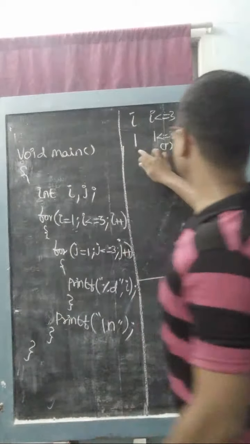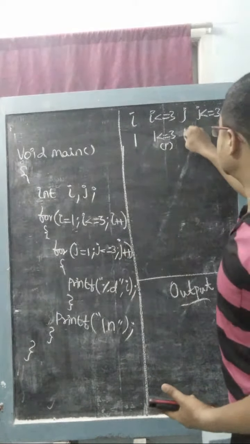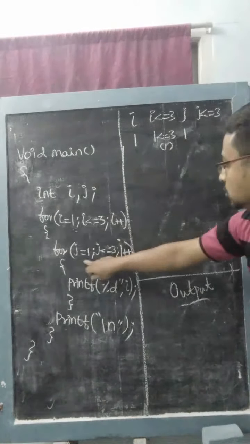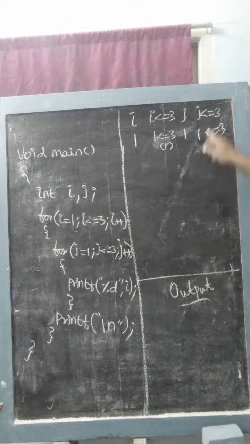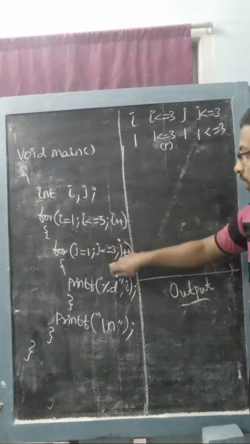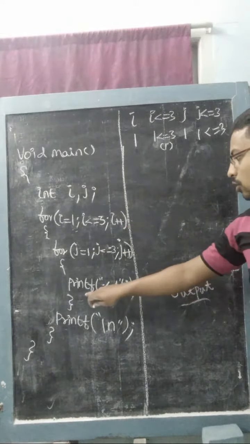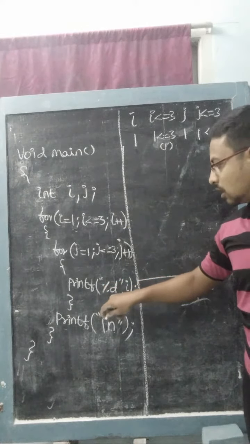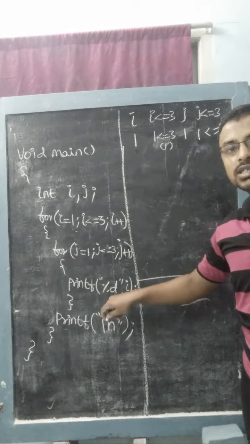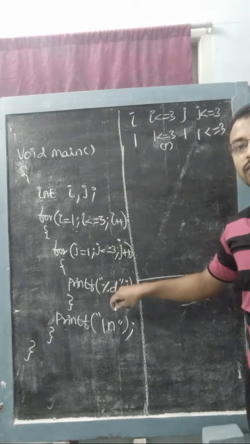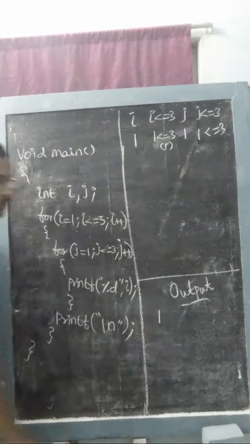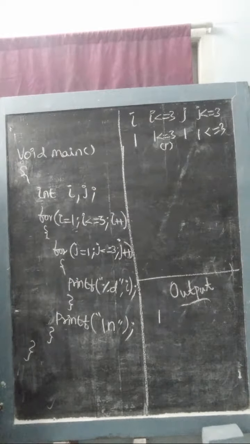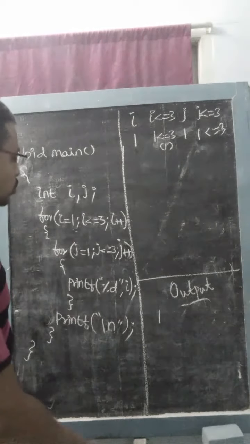So I is equal to 1, I less than or equal to 3, J is equal to 1. The condition is true, 1 less than or equal to 3. J value is less than or equal to 3. Both the conditions are true. What is the execution statement? We should print the I value. What is the I value now? 1. First one it is completed. Okay. Move to the next one.